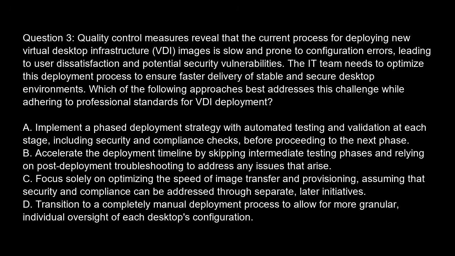Option A. Implement a phased deployment strategy with automated testing and validation at each stage, including security and compliance checks before proceeding to the next phase. Option B. Accelerate the deployment timeline by skipping intermediate testing phases and relying on post-deployment troubleshooting to address any issues that arise. Option C. Focus solely on optimizing the speed of image transfer and provisioning, assuming that security and compliance can be addressed through separate, later initiatives. Option D. Transition to a completely manual deployment process to allow for more granular, individual oversight of each desktop's configuration.